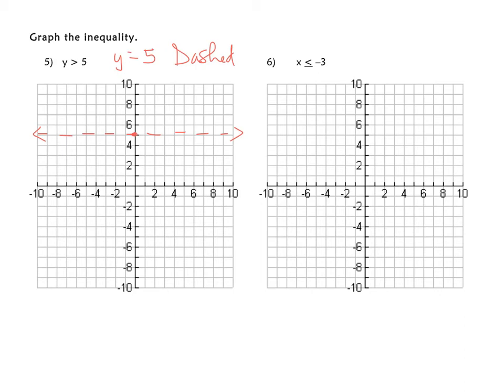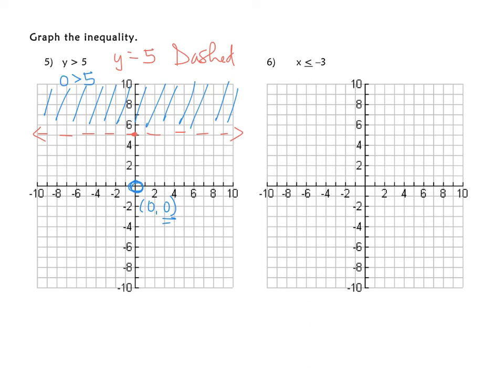Well, I can go back to the idea of testing the origin. If I choose the origin, (0, 0), I'm going to plug in my 0 for y. 0 is greater than 5. Is 0 greater than 5? That's false, which means I do not want to shade the side that the origin is on. I want to shade all of these points, so I'm going to shade above the line.